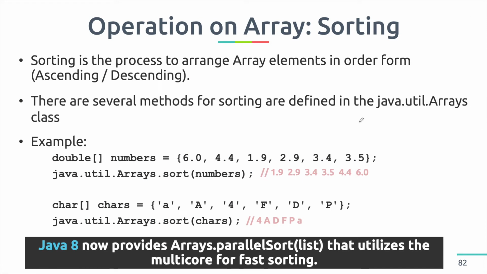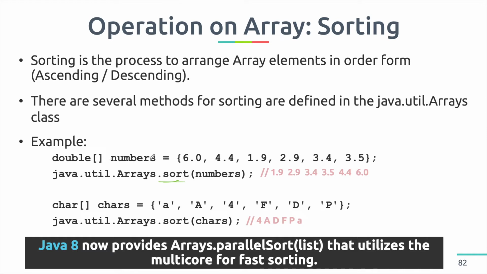What about sorting? We can also sort arrays. So we have two ways of sorting an array. We can sort an array ascendingly or descendingly. So there are many methods that we can use for sorting in the Java util Arrays class, and we will use the Java util Arrays sort method. So if we want to sort elements from the smallest to the largest, ascendingly, we will use this method. So here we have an example.